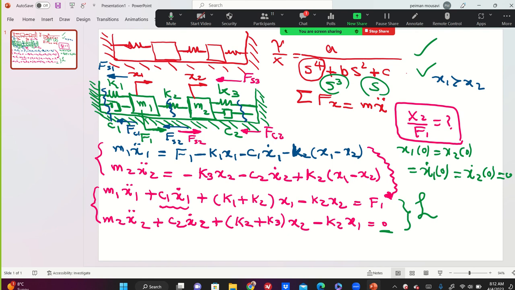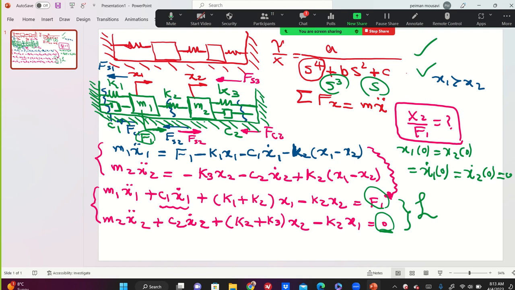No, it doesn't matter. So this is just force. This is external force. Here we have external force F1, but here we don't have external force. Initial condition doesn't matter to the external force. That's independent. Okay?